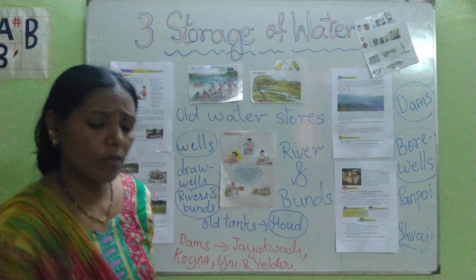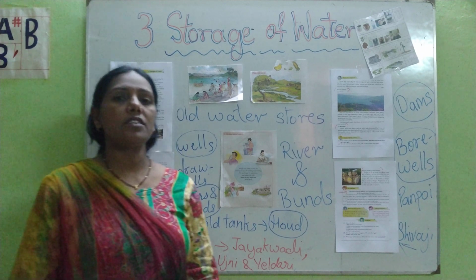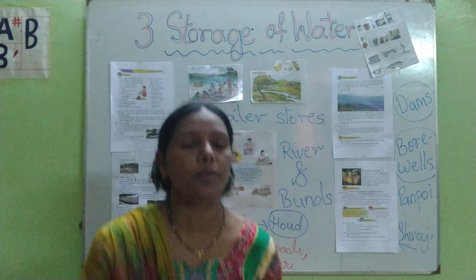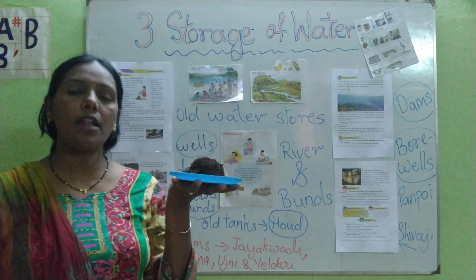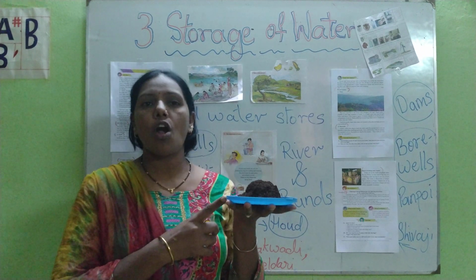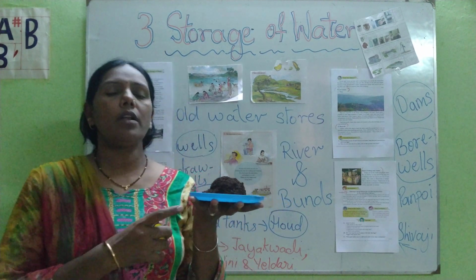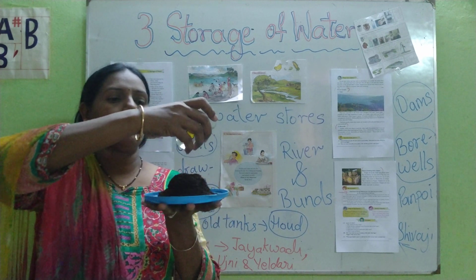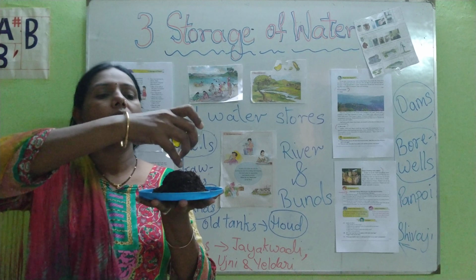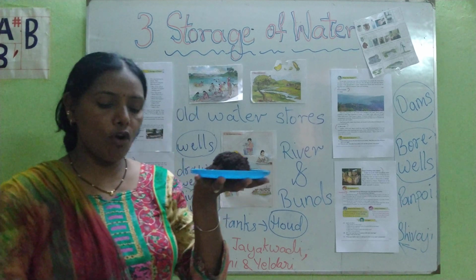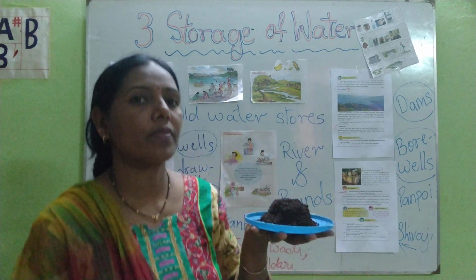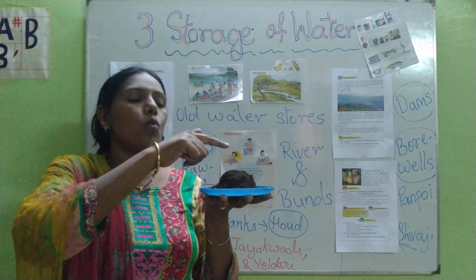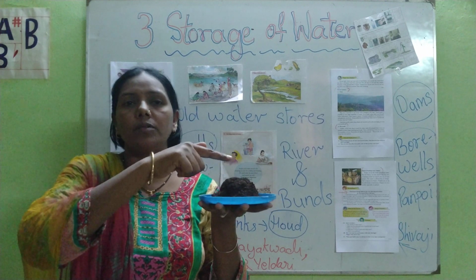Now, first, before I start the lesson, I would like to explain something to you all practically. Now, assume this is a hillock. This is a mixture of mud and stone. Now, when the rain falls on the top of the hillock, when the rain stops, you will see the water on the top of the hill.